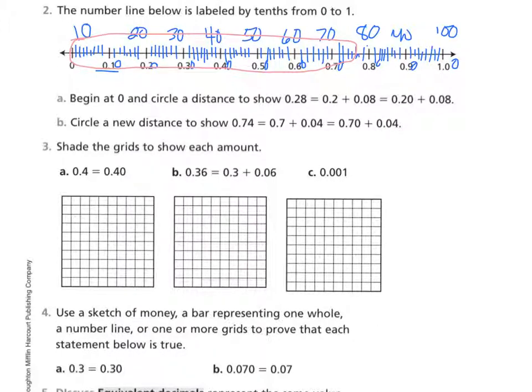This is 70 hundredths, which is equal to 7/10. So there's equivalent decimals there. When you add zeros to the end of the decimal, we're not changing the value. It's still the exact same.